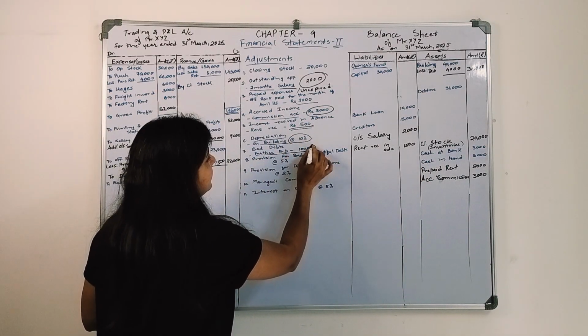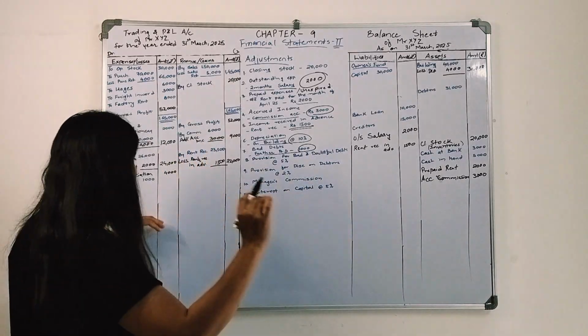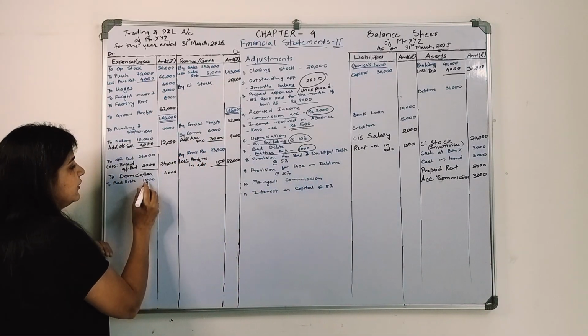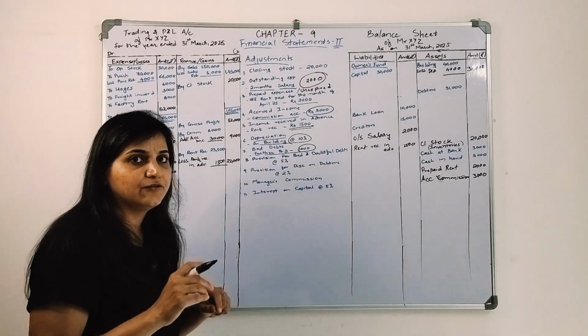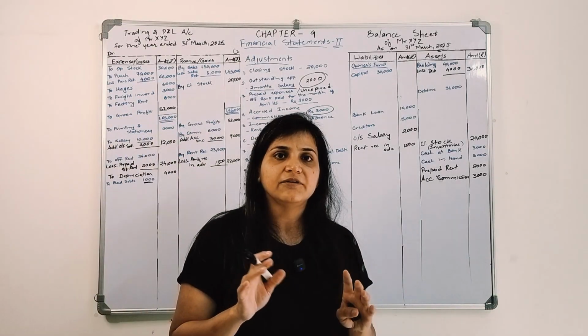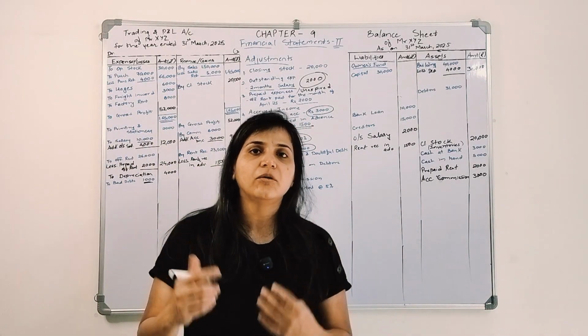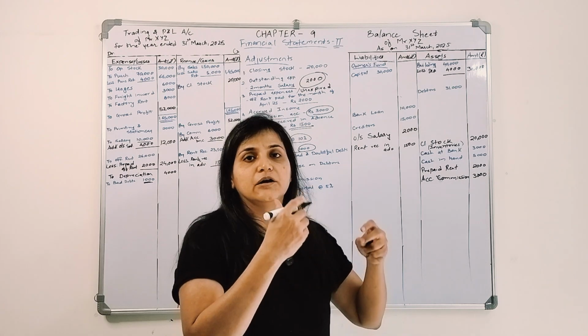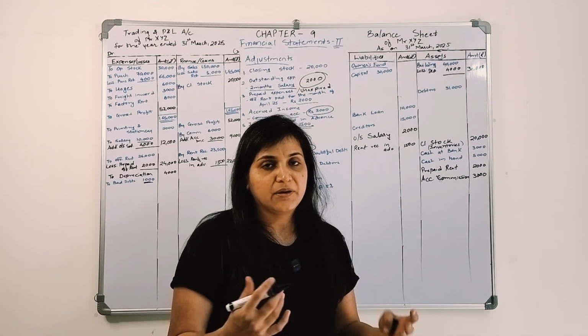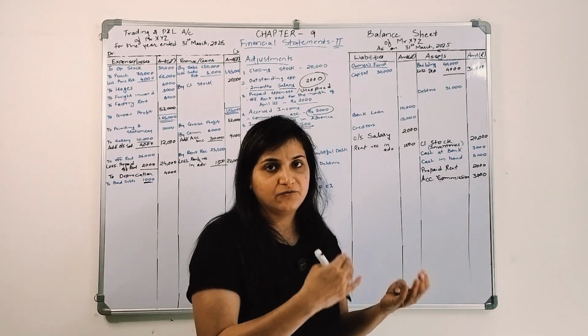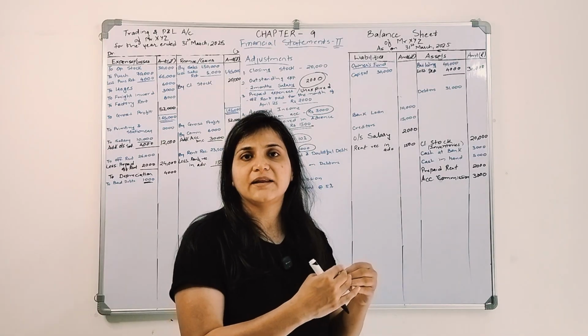The next is bad debts. That is, further bad debts is 1,000. In our trial balance we have already shown the current year bad debts 1,000. At the end of the year we get to know there are some more bad debts, some more debtors who are not going to pay us the money. So we have to provide for that.